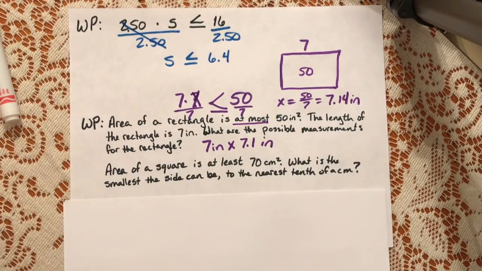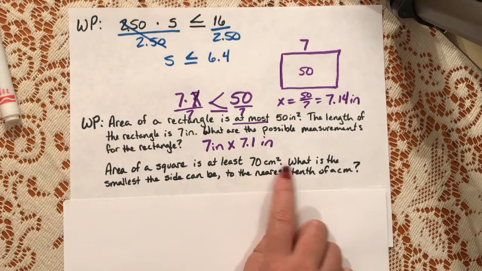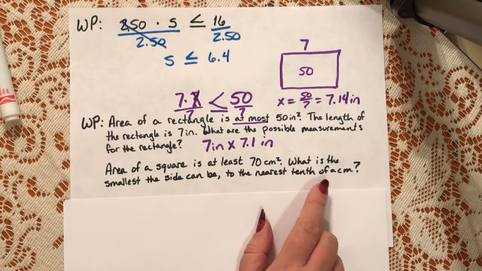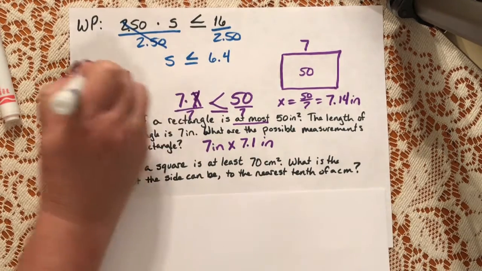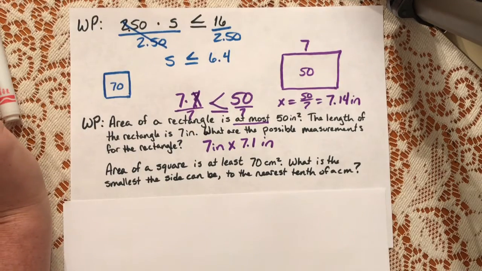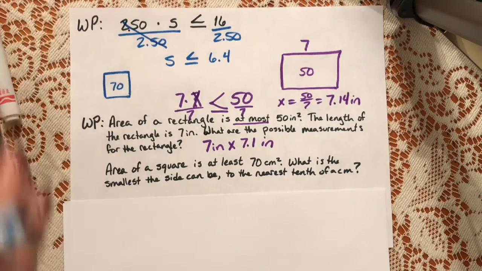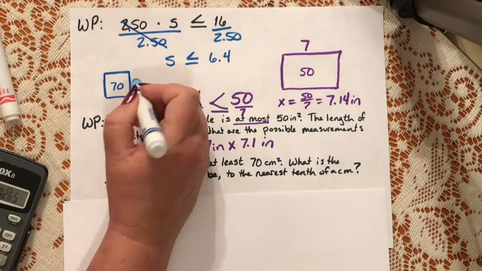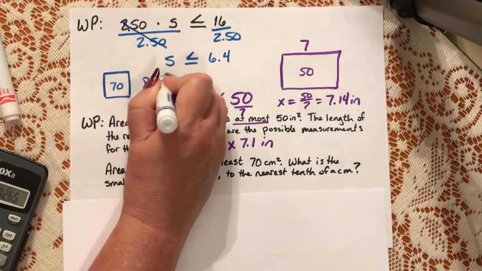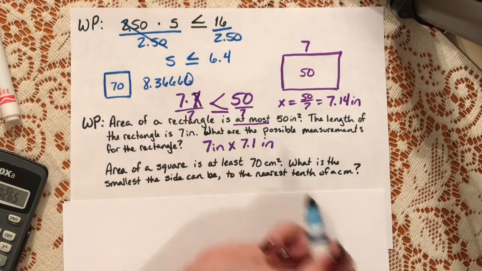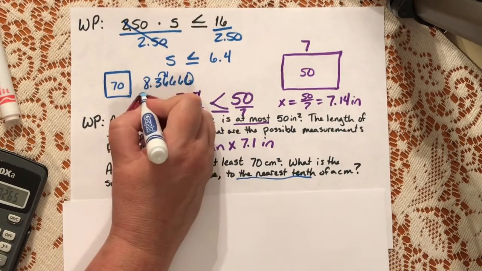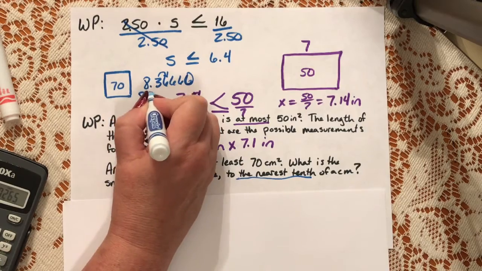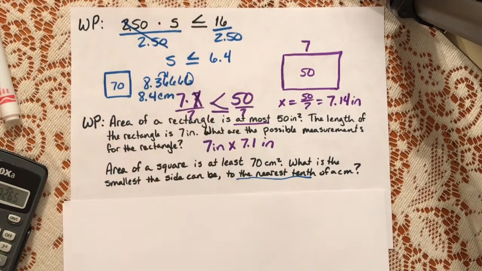A similar question: the area of a square is at least 70 centimeters squared. What is the smallest the side can be to the nearest tenth of a centimeter? Here we have a square, which means we know all of the sides are the same, and the area is 70. So we're going to pull out our calculator and take the square root of 70. And we get 8.36666. We're going to round to the nearest tenth, so each side is 8.4 centimeters.